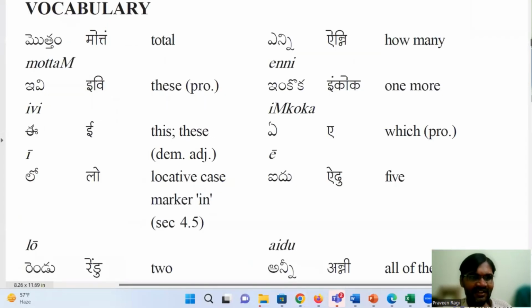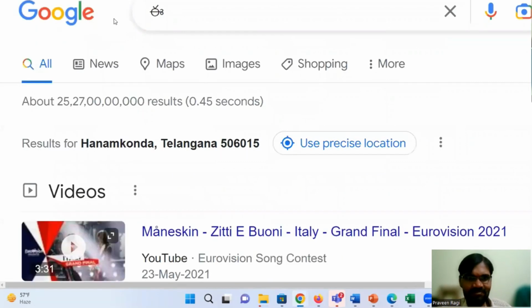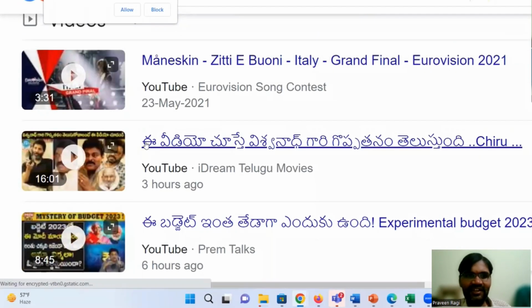Next we have ye. This means this or these. This is like a demonstrative pronoun. Let me type ye here. We'll get some random sentence. Read this one, then try to translate.